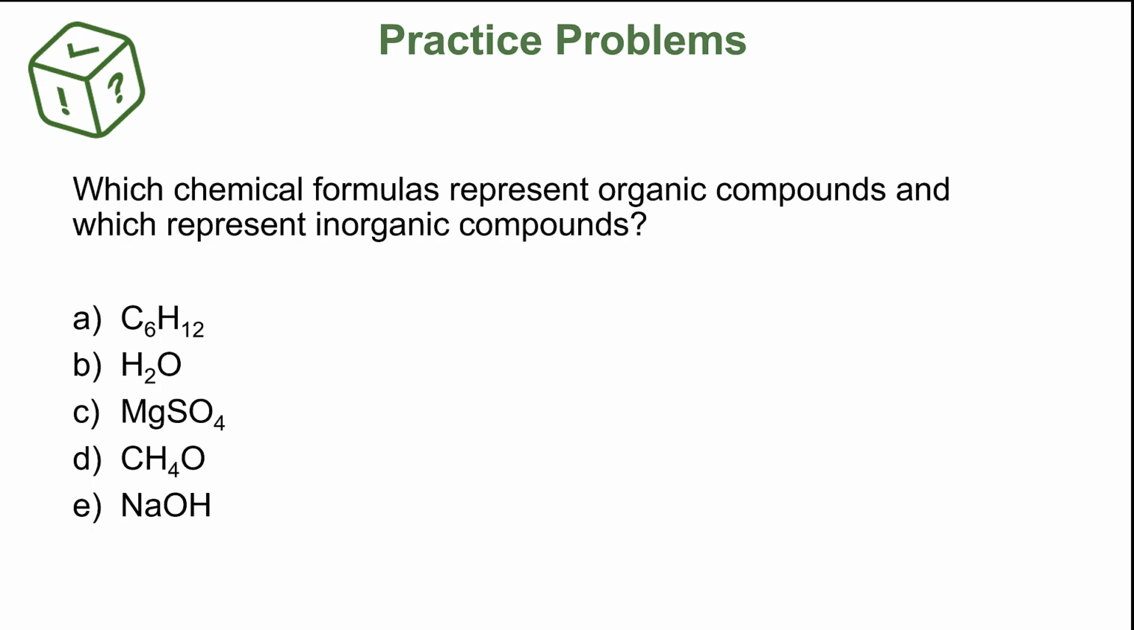So if we think about our definition of what an organic compound is, this is one that contains carbon. If I look at A, that one is C6H12. This one is organic. Water does not contain carbon, so this one would be inorganic. Magnesium sulfate is inorganic. CH4O contains a C, so this is organic. And sodium hydroxide is inorganic.